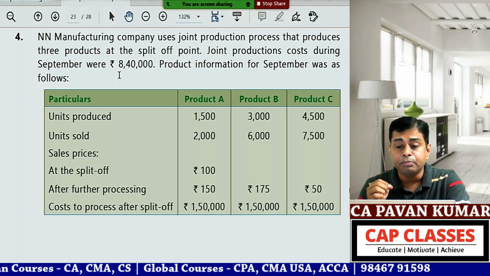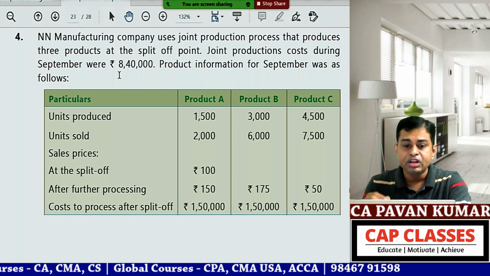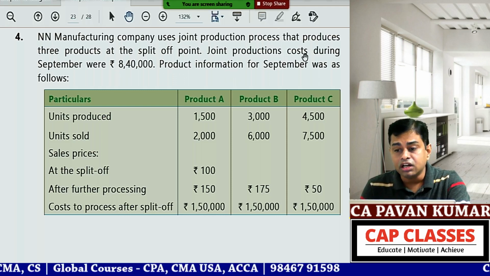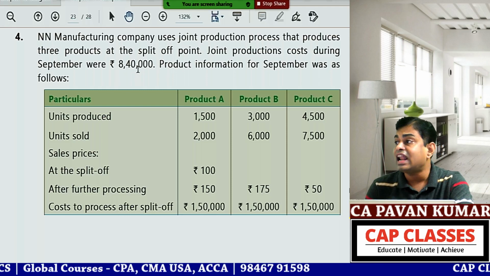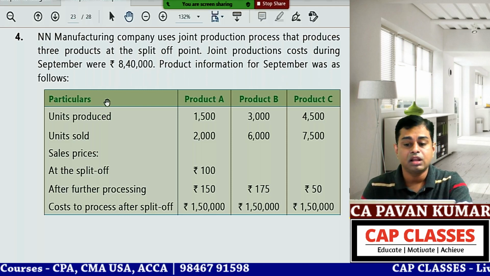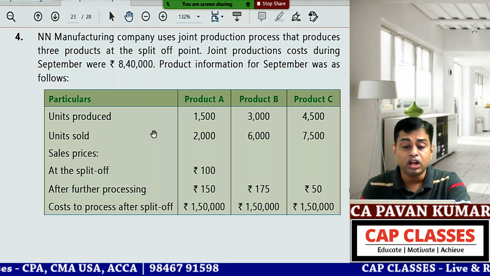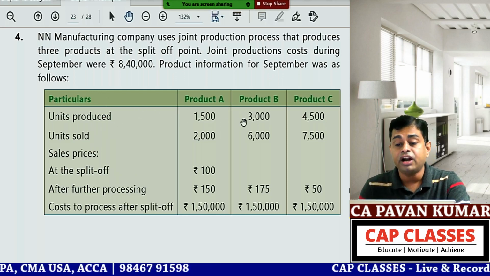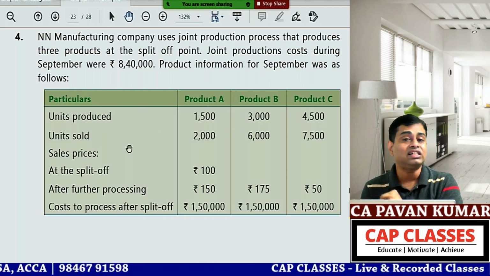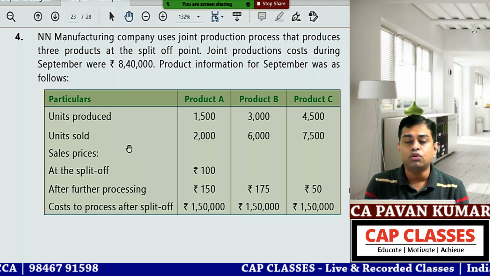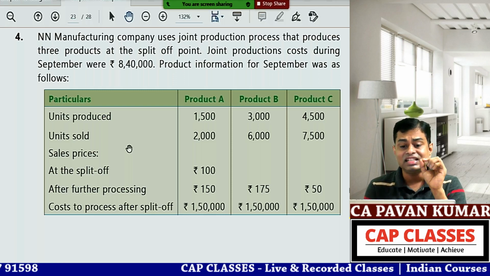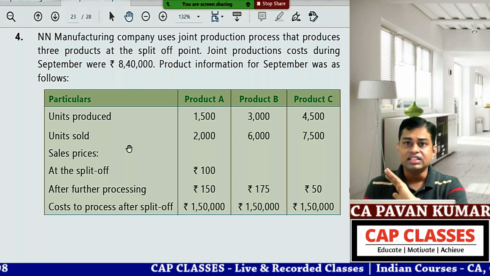NN manufacturing company uses a joint production process that produces 3 products at the split off point. Joint production cost during September was 8,40,000. Product information for September was as follows. Product A, product B and product C. Units produced 1,500, 3,000, 4,500. Units sold 2,000, 6,000, 7,500. After units sold, put a star mark in your notes. This line is not relevant.